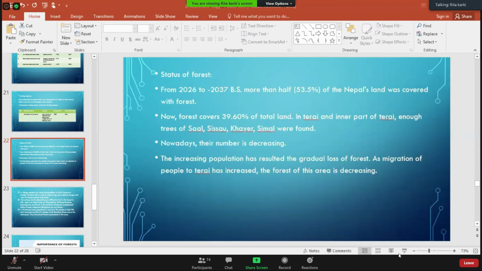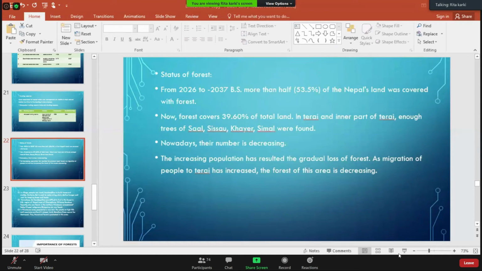That is why at that period of time a slogan was very popular. That is, Hariyo Ban Nepal Ko Dhan, our green forest is Nepal's wealth. That was the popular slogan among all the people living in different places of our country. But now there is only 39.60% of the total land covered by forest area.